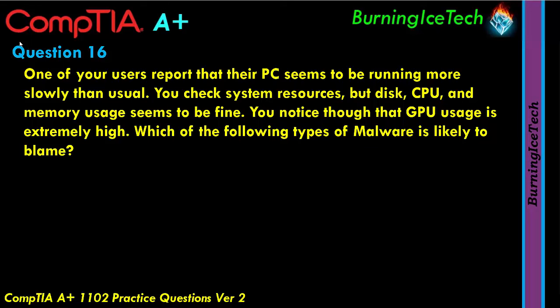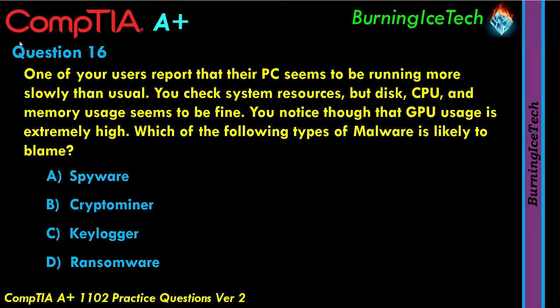Question 16. One of your users reports that their PC seems to be running more slowly than usual. You check the system resources, but disk, CPU, and memory usage seems to be fine. It's all in order. You notice, though, that the GPU usage is extremely high. Which of the following types of malware is likely to blame?